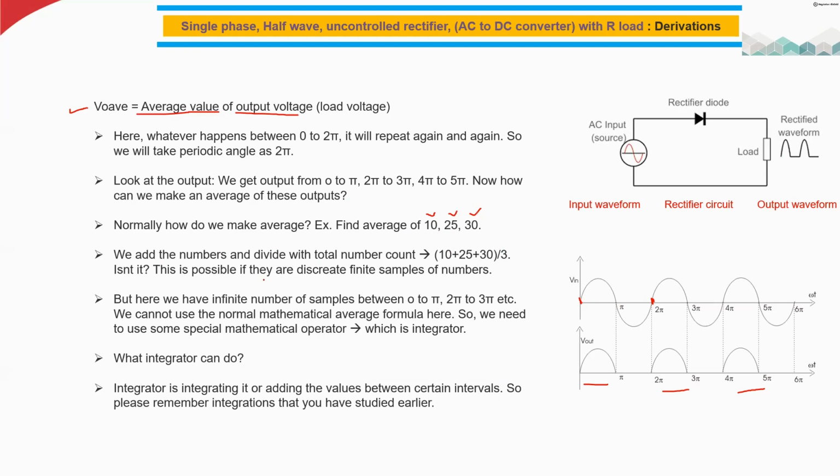This is possible if they are discrete, finite samples. Because these are all discrete, separate numbers, we can use this kind of formula. But if you take from this point to this point, this is 0 volt, and maybe somewhere else is X volt, and the angle is 0 degrees to 180 degrees.